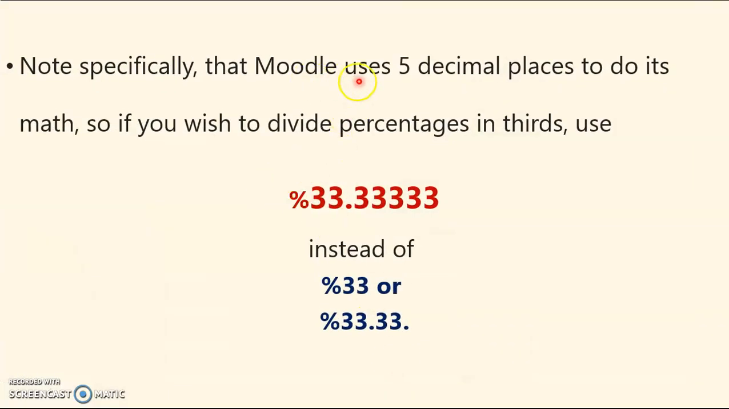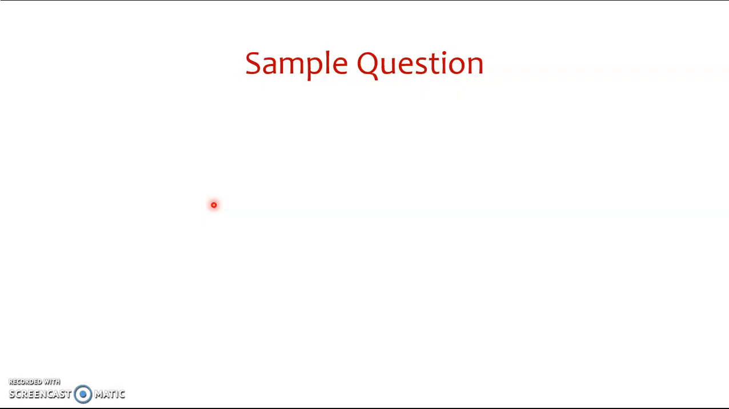Note, Moodle uses 5 decimal places. So while designing questions having three correct options, you have to write down 33.33333 as Moodle uses 5 decimal places instead of using 33% or 33.33. So you have to write down 33.33333 and the percentage sign. Likewise, you have to give input in your Word documents.